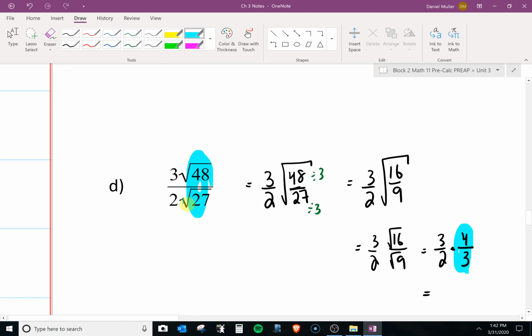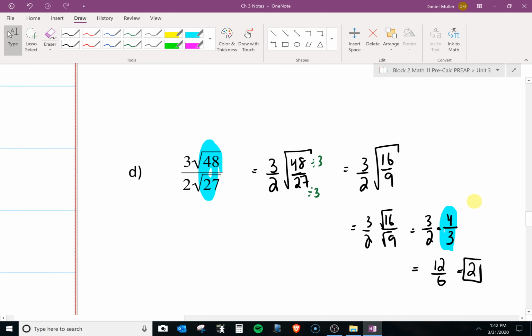It might not be obvious, but this thing just turned into 4 over 3. How did we do that? Well, we joined them together, simplified the fraction to get 16 divided by 9, split the fraction back up. And the square root of 16 we could make a 4, the square root of 9 we can make a 3. And now we can multiply the fractions. 4 times 3 is 12, 2 times 3 is 6, and 12 over 6 is just a 2. So yes, it actually did turn into a really nice number, but it required a lot of work.